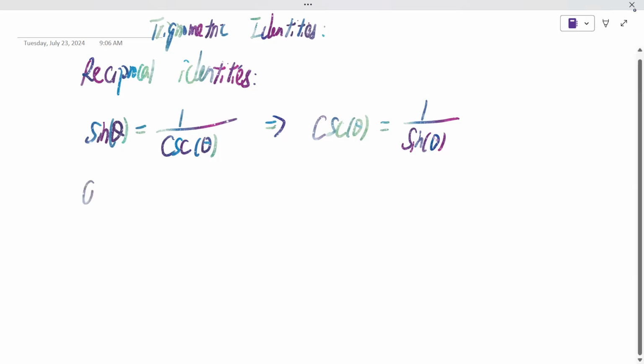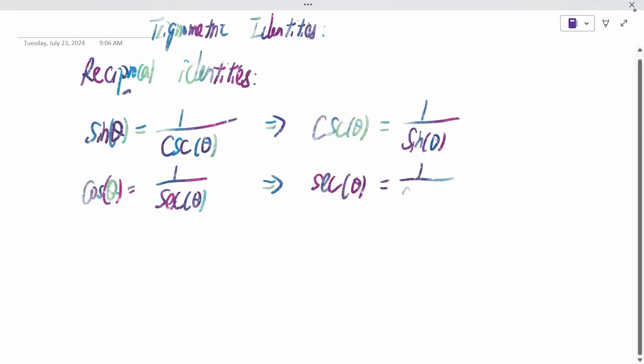And then cosine theta equals 1 over secant theta. So if you know one of them, you know the other one. That's how this reciprocal identity works. And if you know cosine theta, you know the secant theta.